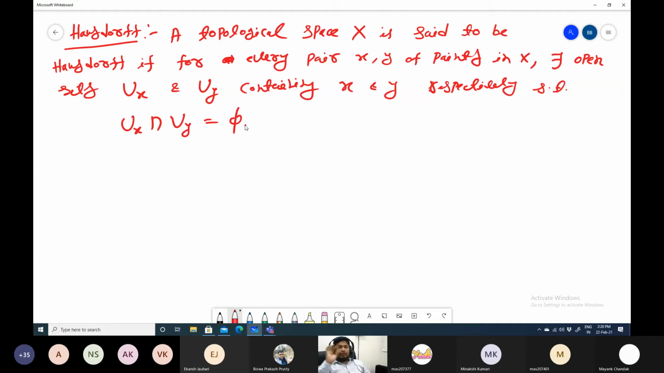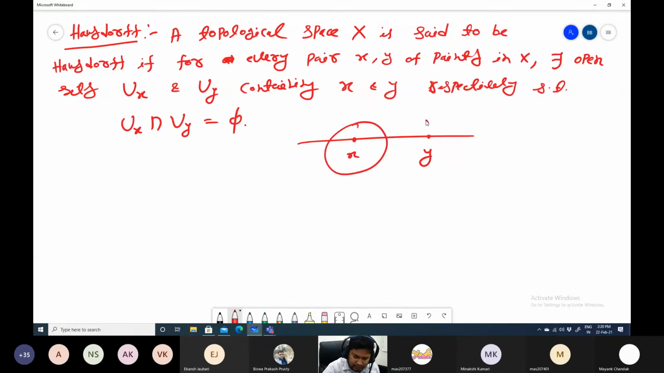That is when a topological space X is said to be Hausdorff: if for any 2 points x, y, you can find two disjoint open sets containing them. Say this is x, say this is y. That is when you will find two disjoint open sets containing them.